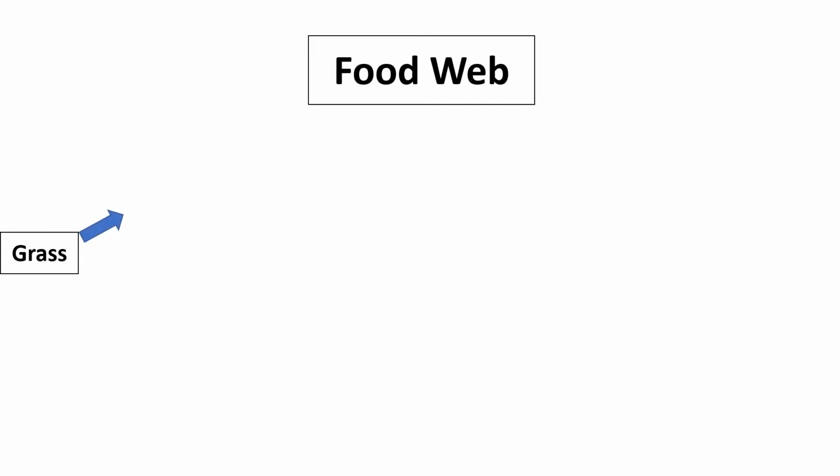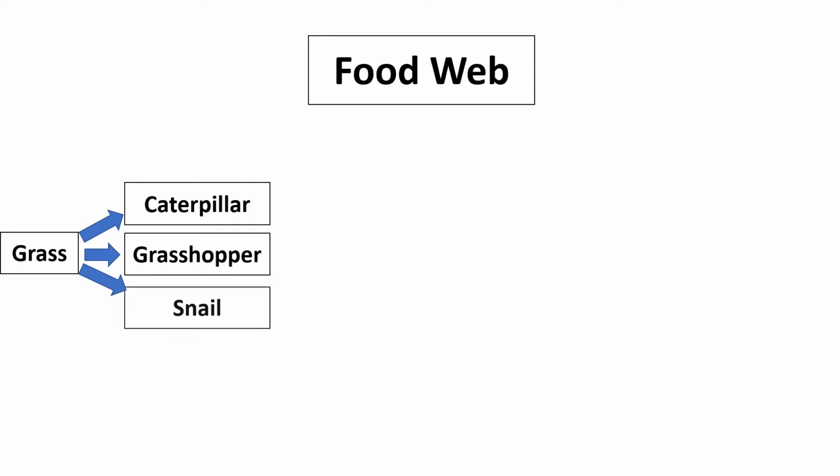And then we have here 3 animals that can eat grass. For example, we have a caterpillar, grasshopper, and a snail. Caterpillar, grasshopper, and snail can eat the grass. Okay? These 3 animals can eat the grass. Understand? So instead of 1, you can write more animals that can eat the grass.